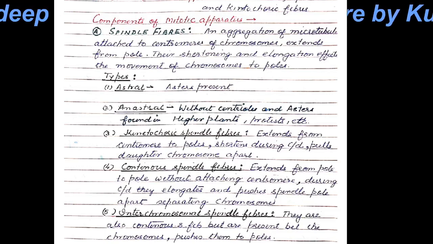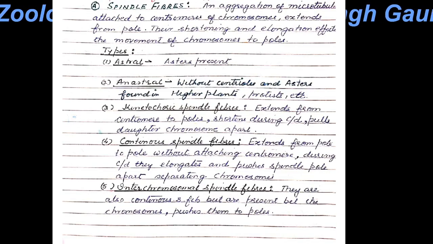This is their worth. The interchromosomal spindle fibers are also present. They are continuous spindle fibers but are present between the chromosomes, and when they polymerize, they push the chromosomes apart to the poles.